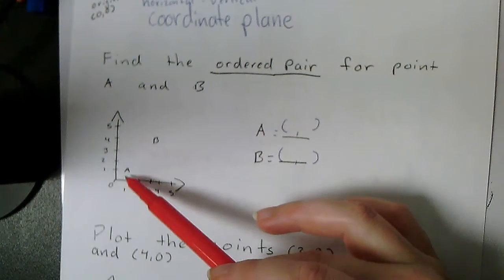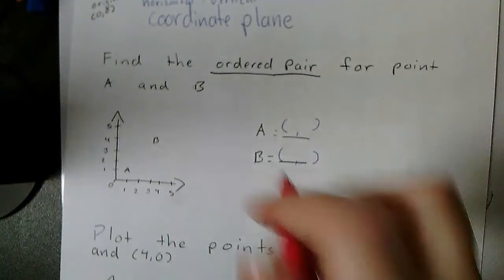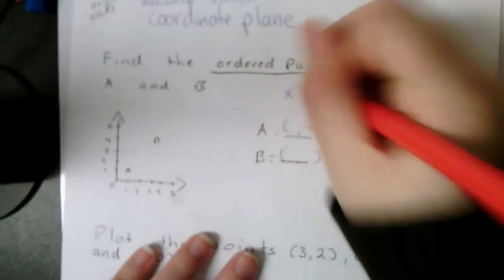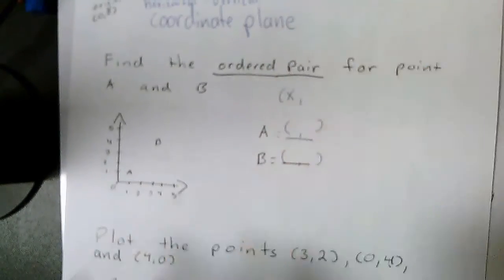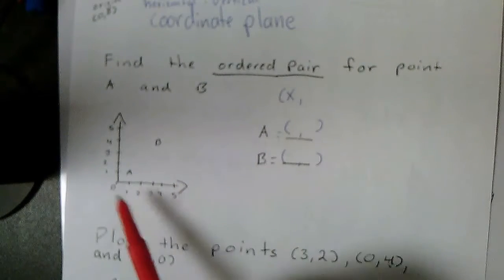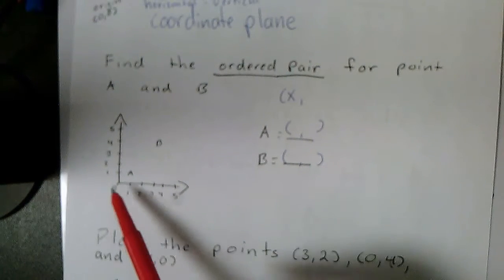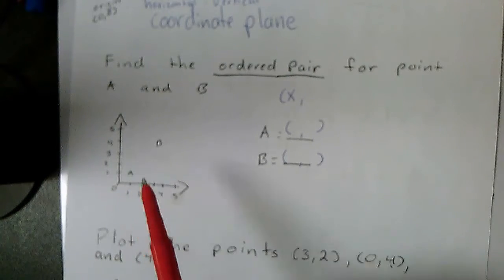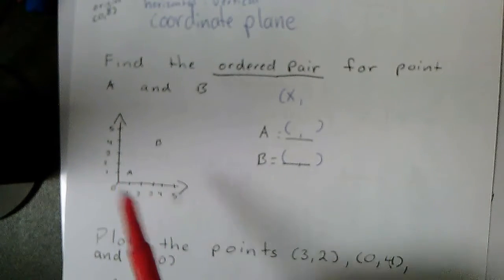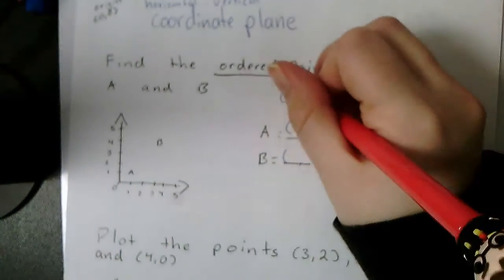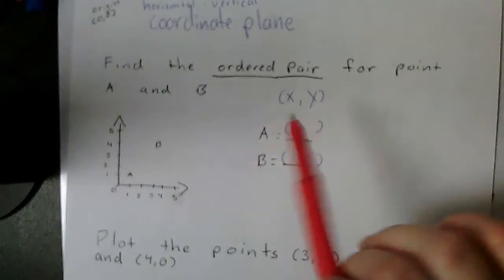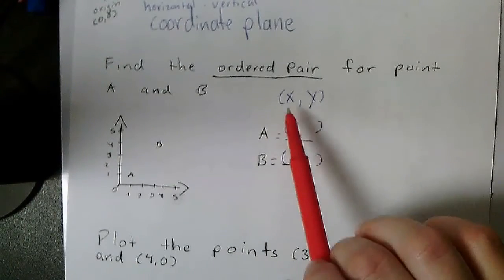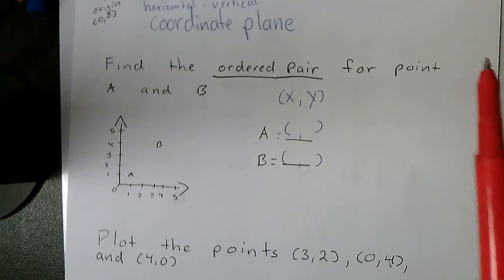What I always want to do is start with my x coordinate first. The reason why I like to start with my x coordinate first is because I want to first see how far right I'm moving, and then I want to see how far up I'm moving. You could also remember the order just by remembering the alphabet. X goes before Y, so you always want to find x first.